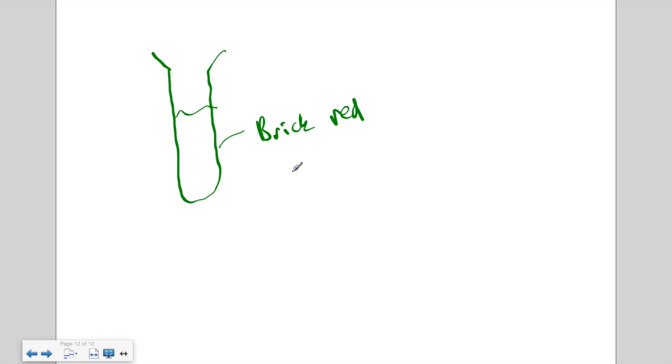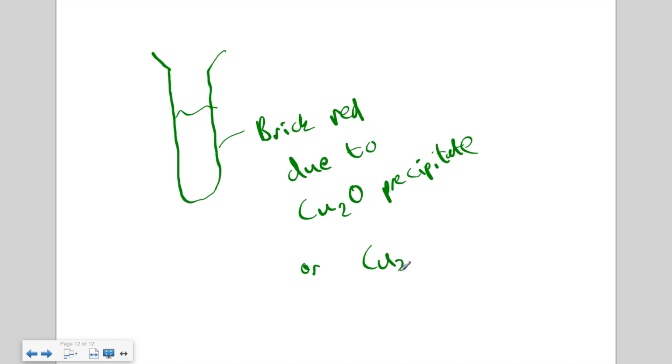When this is finished, if you have had sucrose, you will get a positive result and your solution will be a brick red due to the precipitate, which is the copper oxide precipitate. Or you could write that as Cu2O and then a little state symbol which says it's solid.